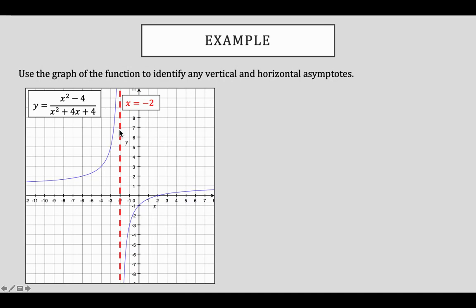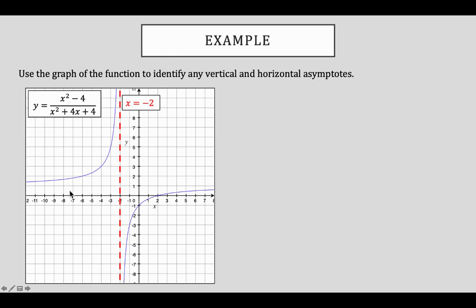To determine our horizontal asymptotes, we need to look at the end behavior of our graph. What do our y values do as x goes to positive infinity, and what do our y values do as x goes to negative infinity? Here on our graph, as our x values go to the right, we notice that the y values are getting closer and closer to 1. Similarly, as the graph goes to the left, as the x values go to negative infinity, the y values get closer and closer to 1 as well.